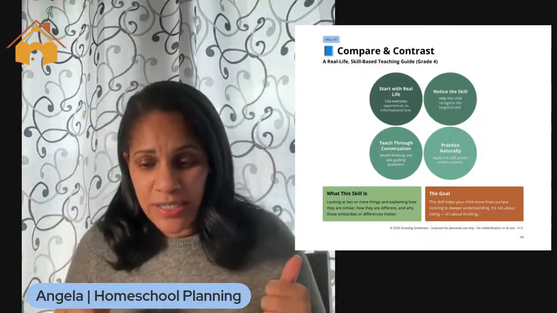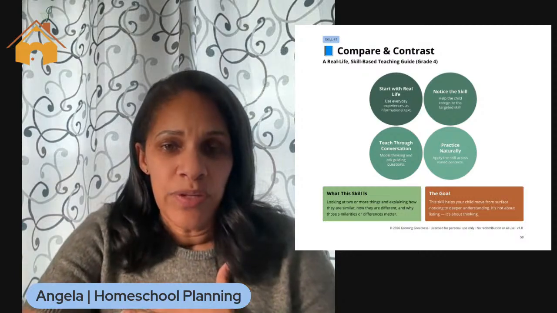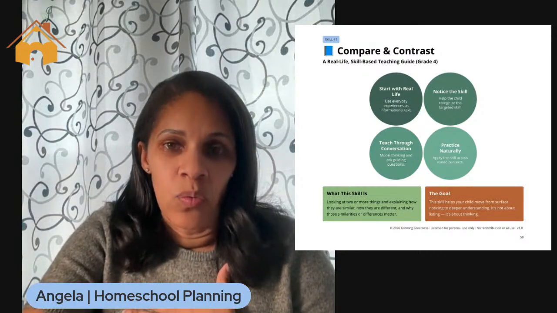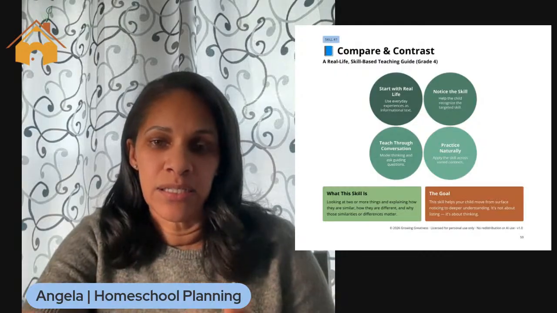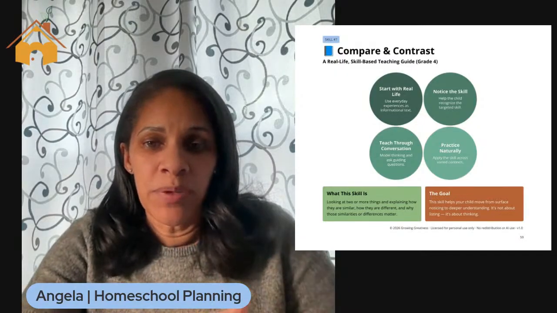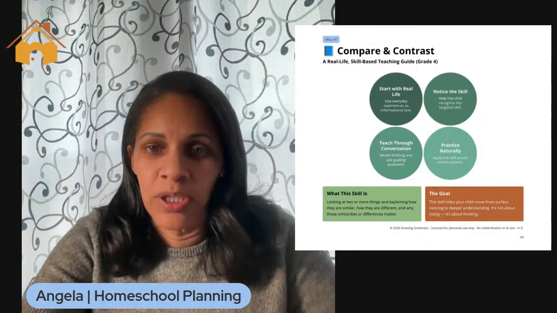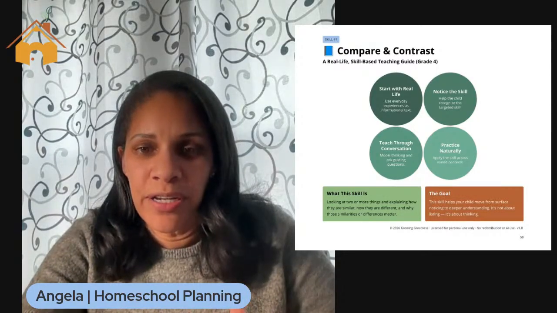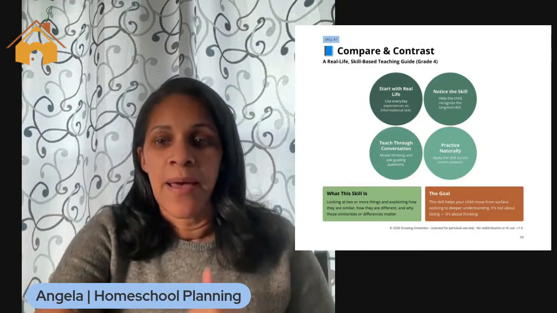So the first thing I do is I look at what the skill is actually telling me. What is this skill? So we're going to be looking at two or more things, explaining how they are similar and how they are different, and then how those similarities and differences matter.